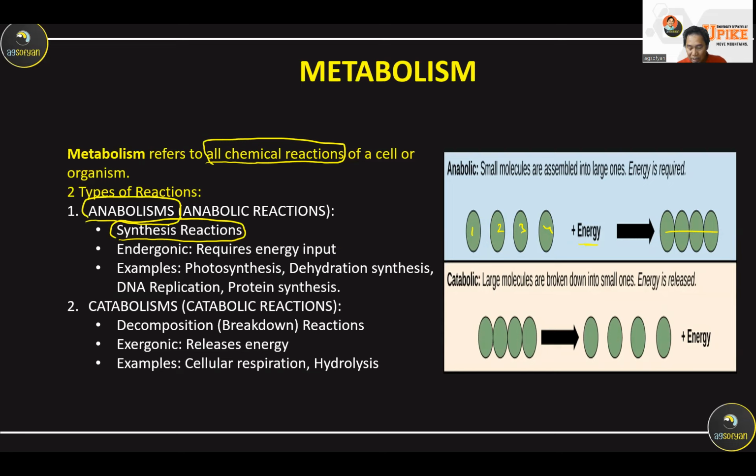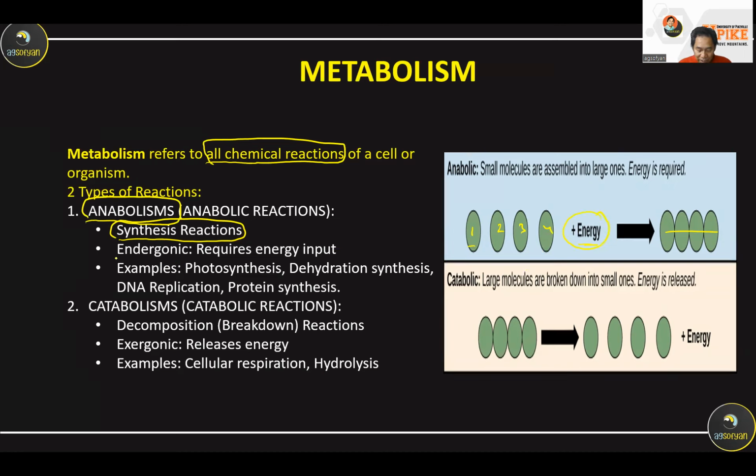For example, polymerization, making polymers from monomers. So making a bigger molecule from smaller molecules is what we call anabolism or a synthesis reaction. And anabolism always requires energy. Just like building something, if we want to build something, we have to have energy in order to build bigger molecules. So this energy is required for anabolism.